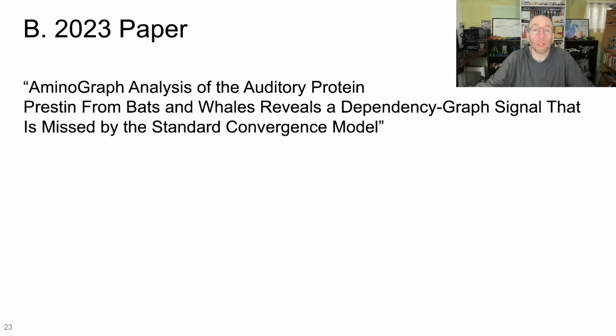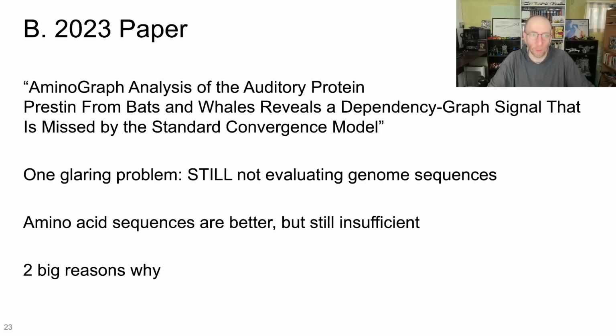But we're not done yet, because we still have to talk about the 2023 paper, which is called "Aminograph Analysis of the Auditory Protein Prestin from Bats and Whales Reveals a Dependency Graph Signal that is Missed by the Standard Convergence Model." Okay, so there's one glaring problem here, and it's that he's still not evaluating genome sequences. Now he's using amino acid sequences rather than nucleotide sequences.